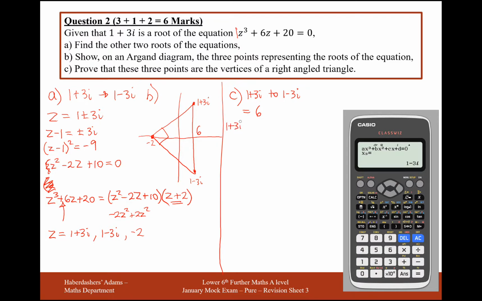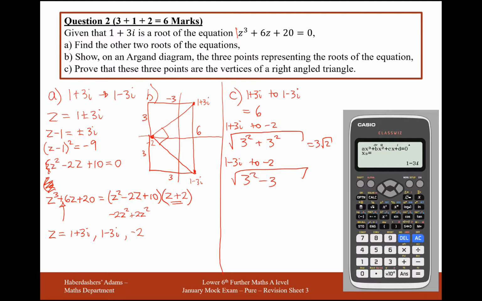From 1 plus 3i to minus 2, we're going left by 3 and down by 3, so it'd be 3 squared add 3 squared, which would be 3 root 2. Exactly the same thing will happen for 1 minus 3i to minus 2. You're going to be going left by 3 and up by 3. So that's going to be 3 squared plus 3 squared, which is 3 root 2.